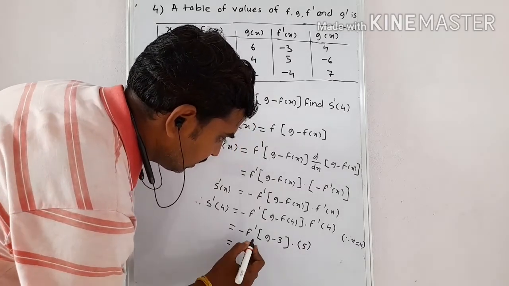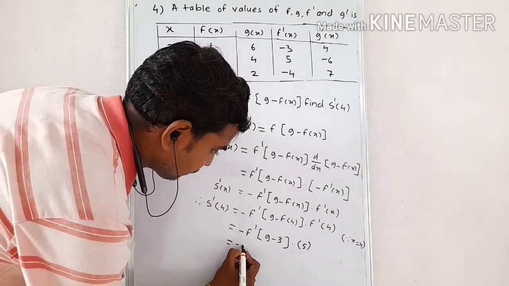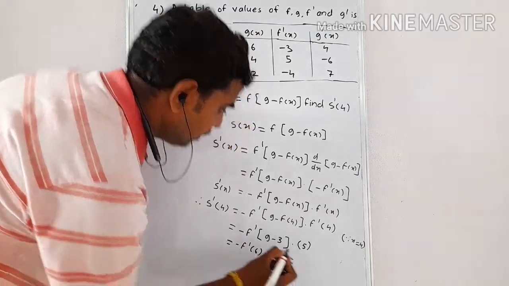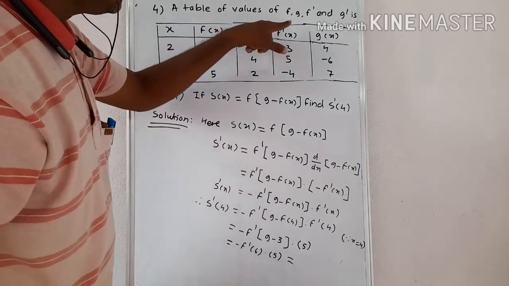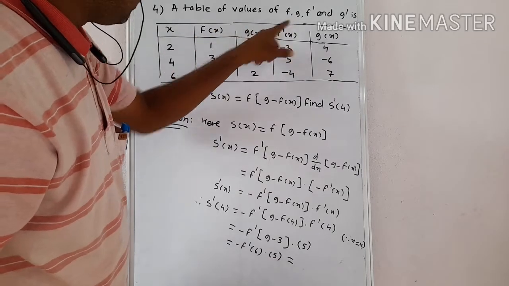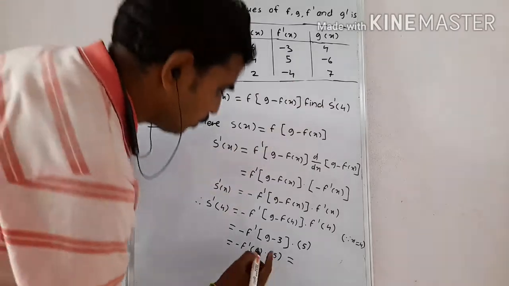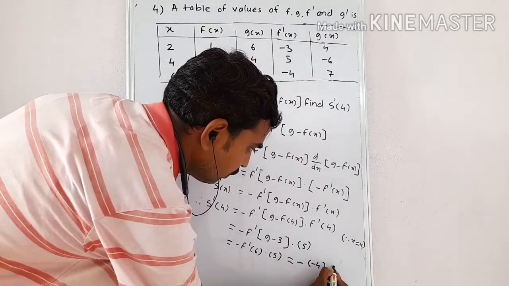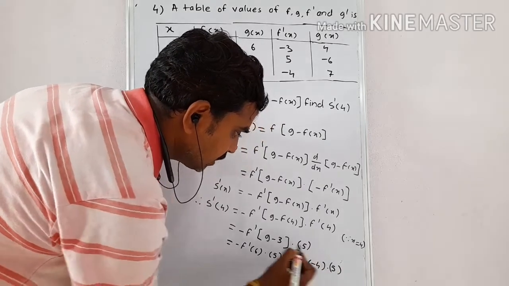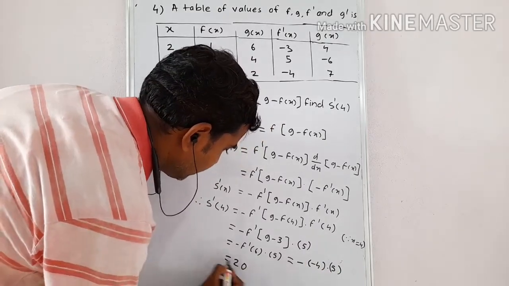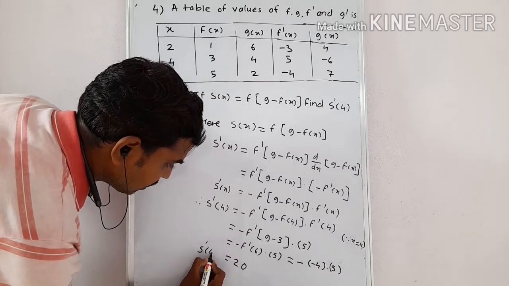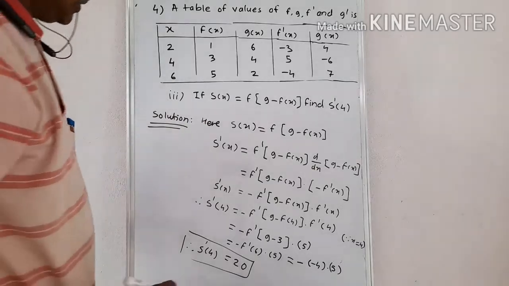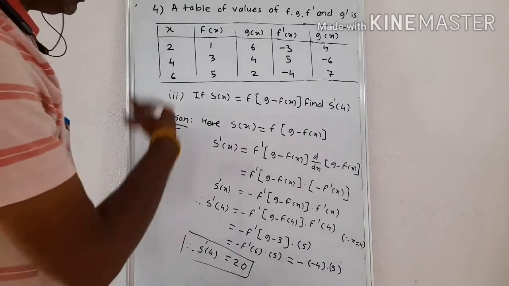Therefore we get 9 minus 3 is 6, f dash of 6 into 5, and the value of f dash of 6, in the fourth column, the last value, is minus 4. Therefore we get minus of minus 4 into 5. Minus minus is plus, therefore 5 times 4 is 20. Therefore the value of s dash of 4 is 20. This is the solution of the third example in the fourth type.